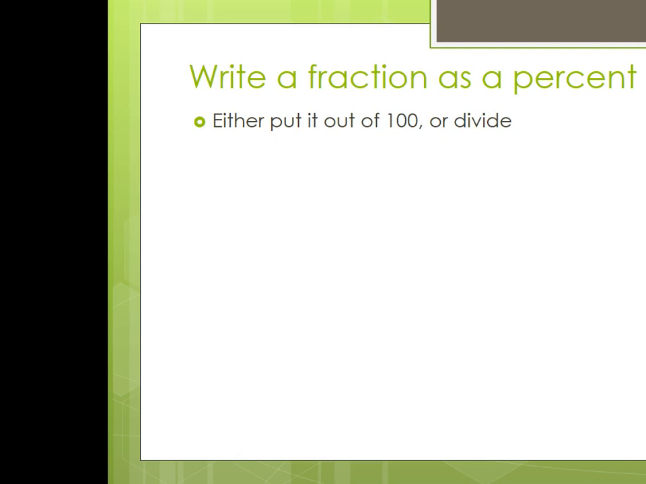Okay, write a fraction as a percent. So if it's over 100, that is the percent. So this one's already over 100, so that is 6%. Here, so if you wanted to put this out of 100, to get from 4 to 100, you have to multiply by 25, which means you need to do the same to the top, to the numerator. So it's 25 100ths, which is 25%.